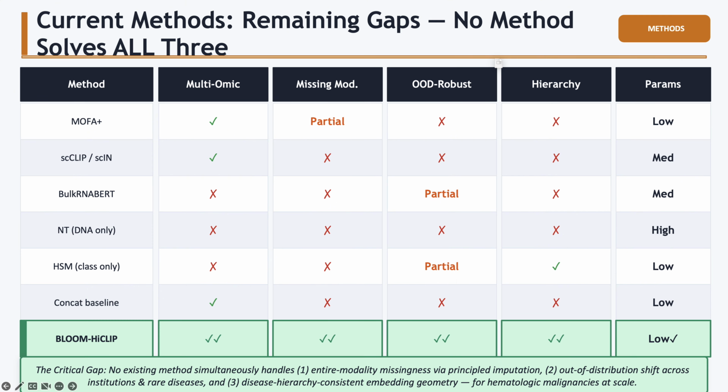MOFF Plus handles multi-omic but not missing modalities and not hierarchy. ECECLIP handles multi-omic but nothing else. Bulk RNA BERT is partial on OOD robustness because it was pre-trained broadly, but it still only works on RNA. Every single method has a gap somewhere critical.